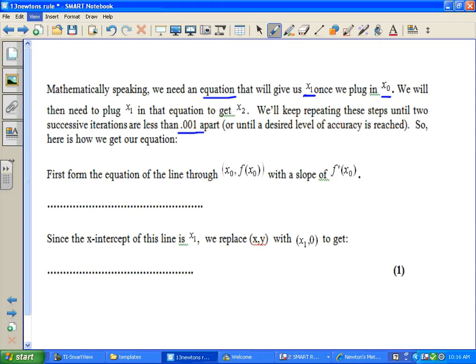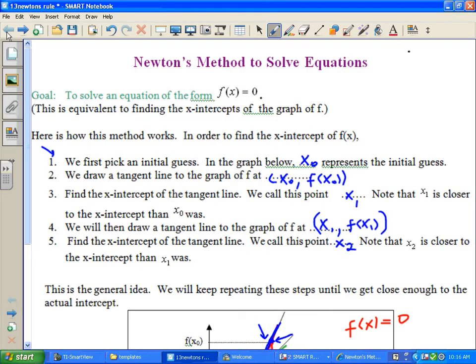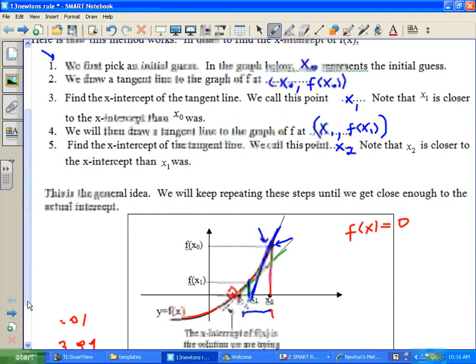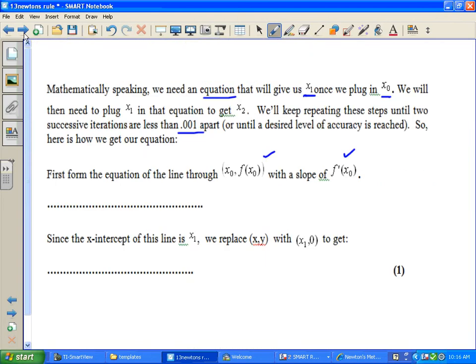That's the dilemma. Let's first form the equation of the tangent line through the point x sub 0 and f of x sub 0 with a slope of f prime of x sub 0, because that would be the equation of this line, this blue line here. First, we're going to try to write the equation of that blue line. And then we'll find the x-intercept of that blue line. Okay, so how do we write the equation of that line?